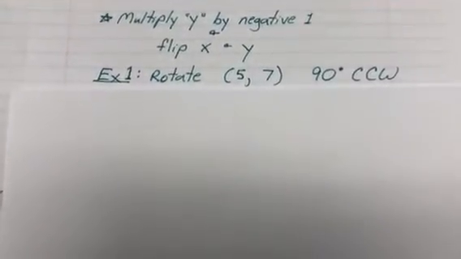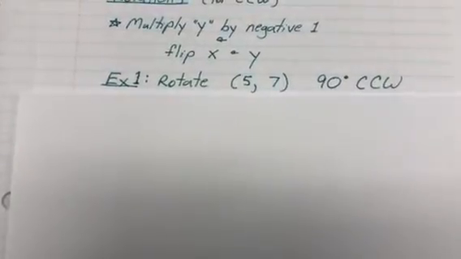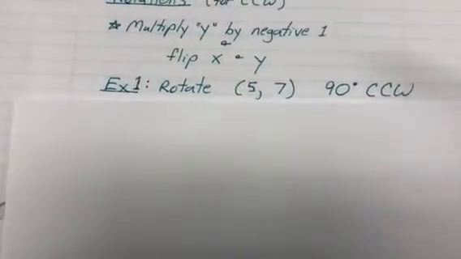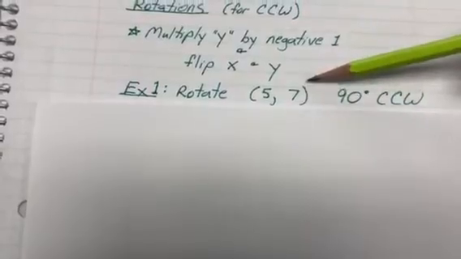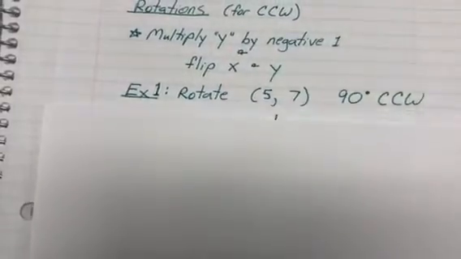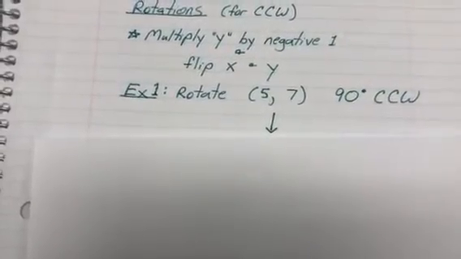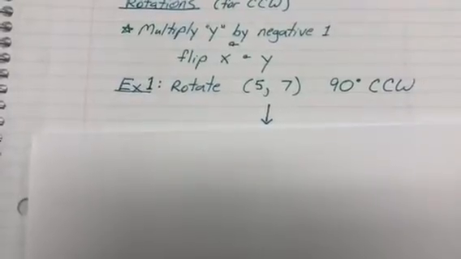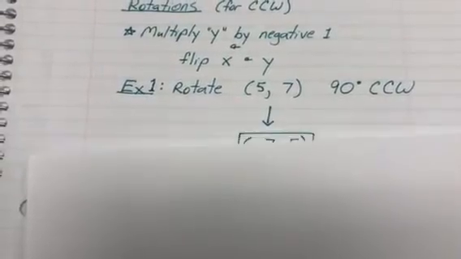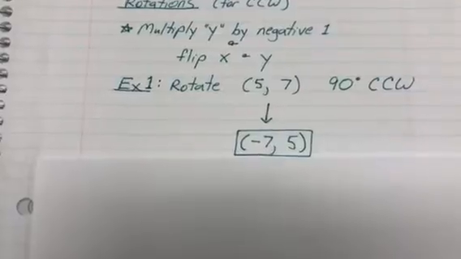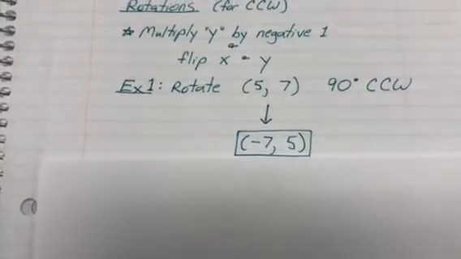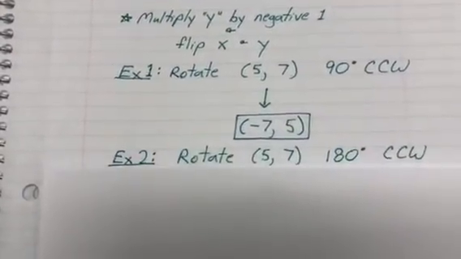To rotate a point 90 degrees counterclockwise, you simply multiply your y value by a -1, and then you switch these two spots, just like that. So if you multiply y by a negative, that'd make it -7. And then you switch x and y, so you get -7, 5. Boom, you're done. Okay, let's do another one.